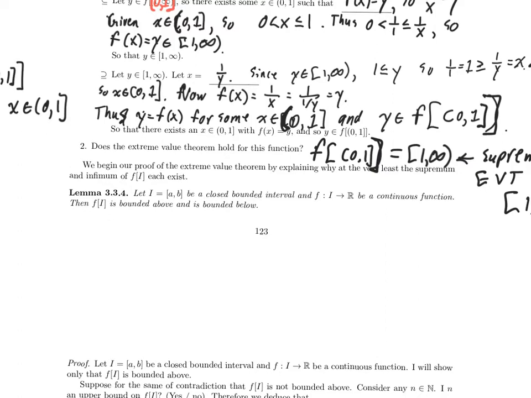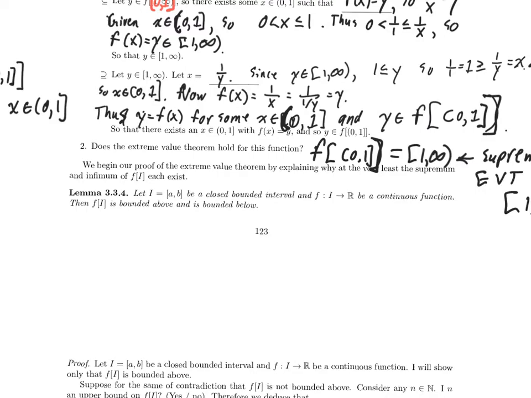So that's what we'll prove first. Lemma 3.3.4: let I equal [a, b] be a closed bounded interval, and f from I to R be a continuous function. Then f of I is bounded above and is bounded below. If we want to show that the sups and infs exist, we need these sets to be bounded. So let's do the proof.